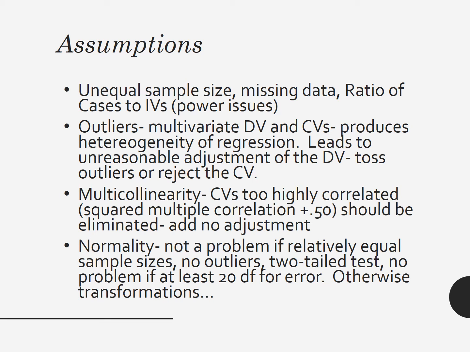Normality is not a problem if you have pretty good sample size in all your groups, you don't have a lot of outliers, you're doing the normal, what's called a two-tailed test, that's the default, and if you've got at least 20 degrees of freedom in your error. Otherwise, if you have a non-normal covariate or dependent variable, and you look at the skewness on those and find that they aren't normal, then you're probably going to go ahead and run your transformation. And aren't you thrilled? You love transformations. I know, I do too.